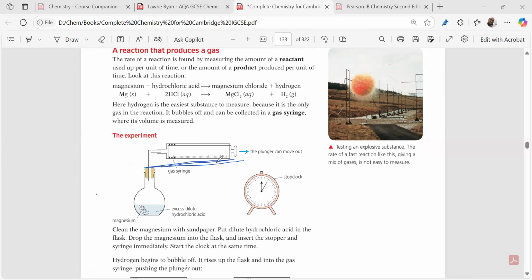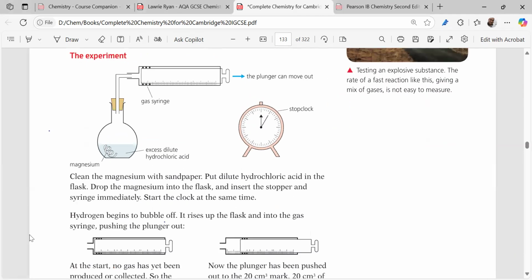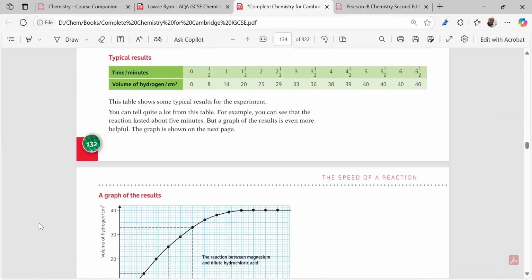There's a graduation over here also. We can note down the amount of gas which is coming out. We take a stopwatch and we can note down the readings over here. When we are seeing this reaction, we have to note the data.